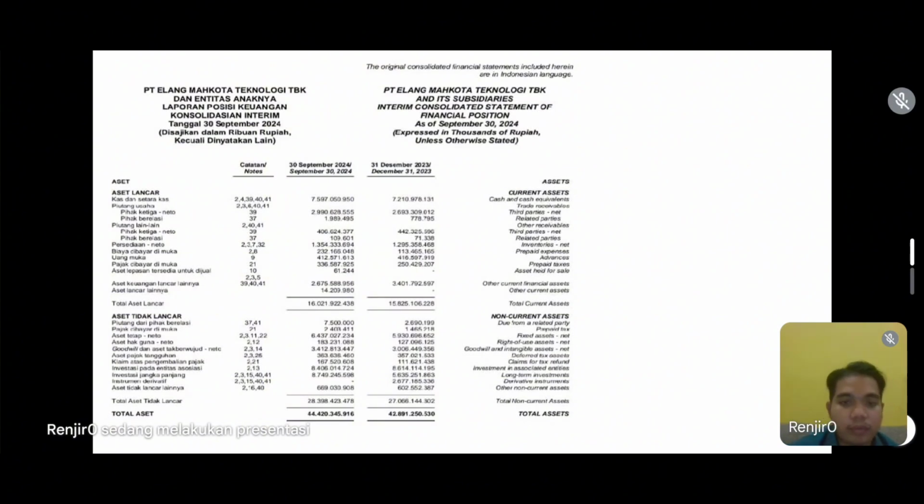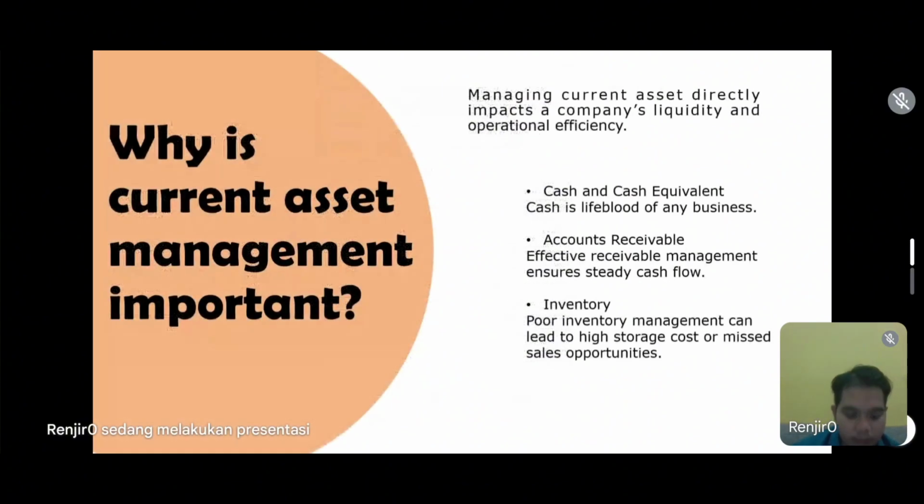Here is the case study for Elang Mahkota Teknologi Tbk from its financial position. As a major player in the media and technology sector, MTech must efficiently manage its current assets to maintain daily operations and fund its business growth.